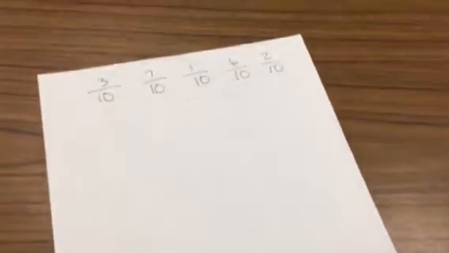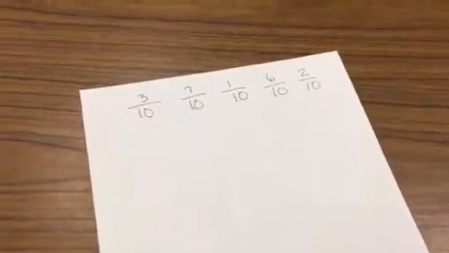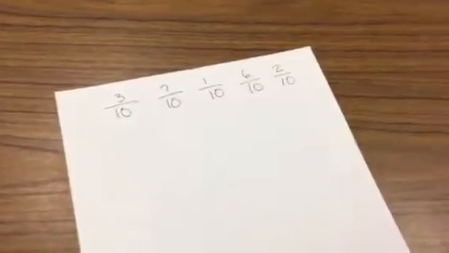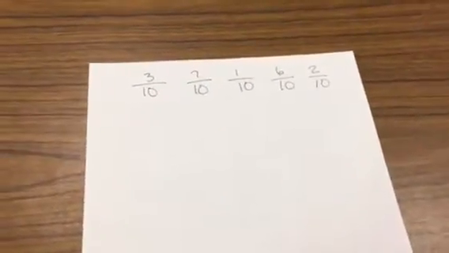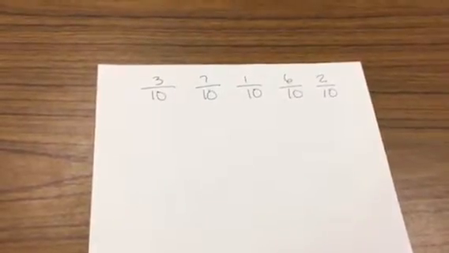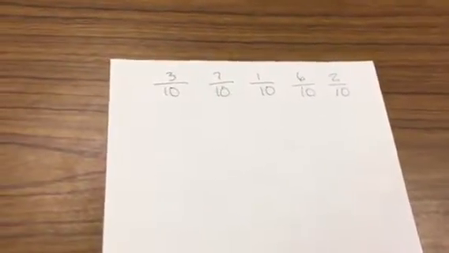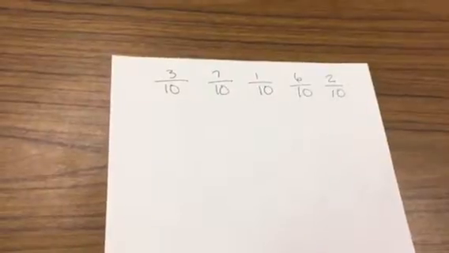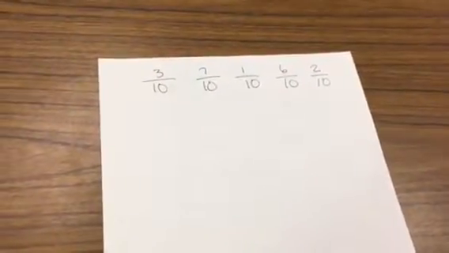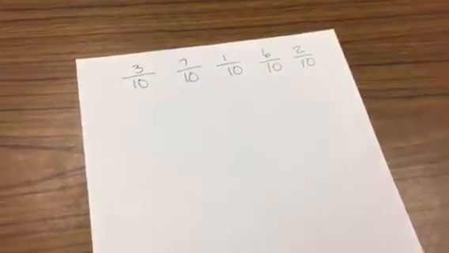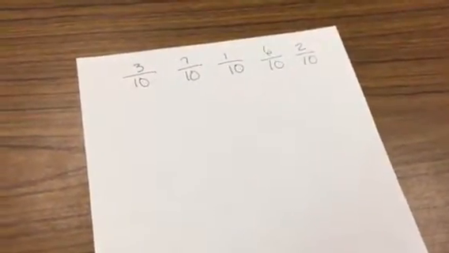Hey guys, we're going to talk about ordering fractions today from least to greatest. So if you look at these fractions that I have right here, here's our first set we're going to look at. You should notice that they all have the same denominator. And if they all have the same denominator, then that means they all have the same number of parts or the same number of pieces in their whole.